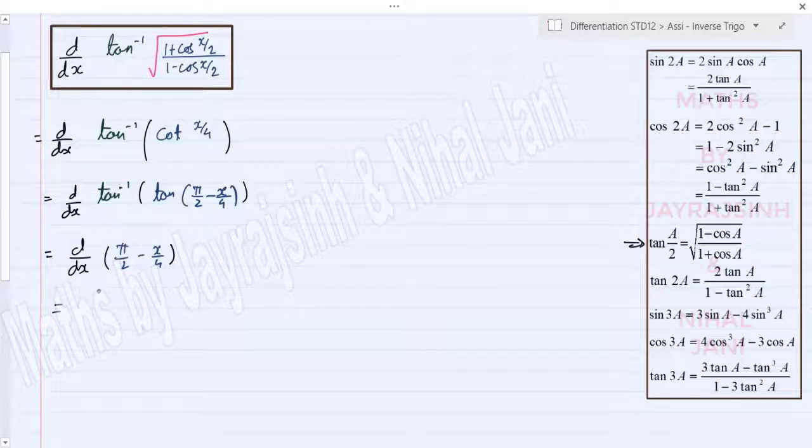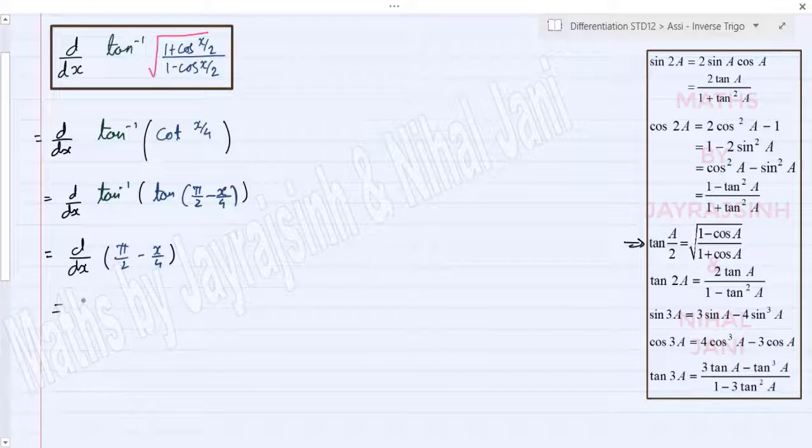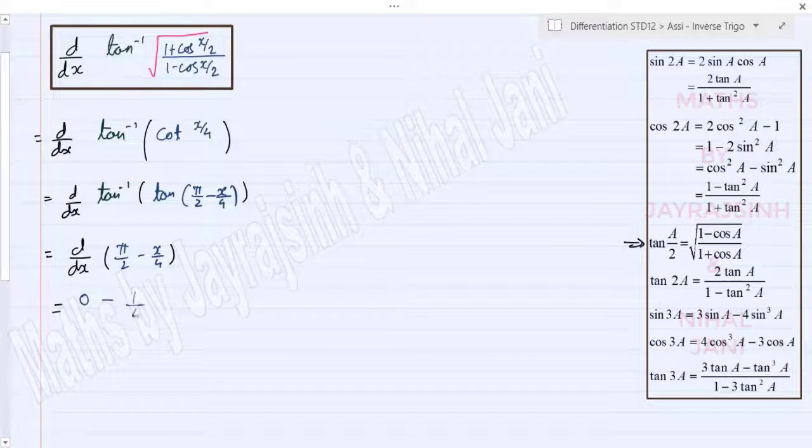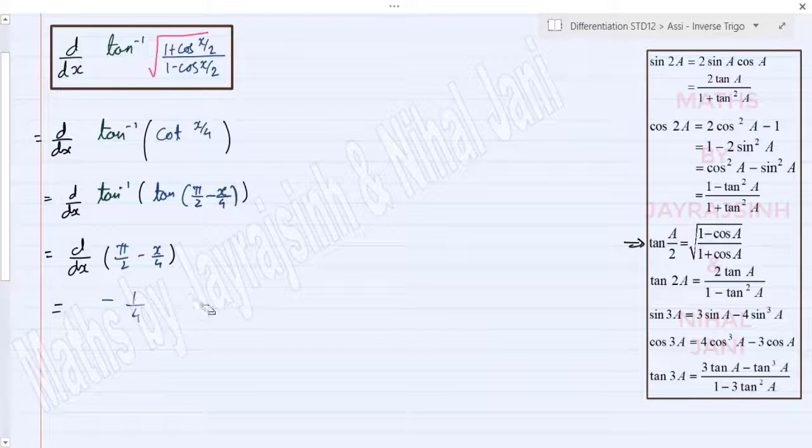Now differentiation of pi by 2, which is purely a constant term, will be 0, minus differentiation of x by 4 will be minus 1 by 4. So tada, minus 1 by 4 is your final answer.